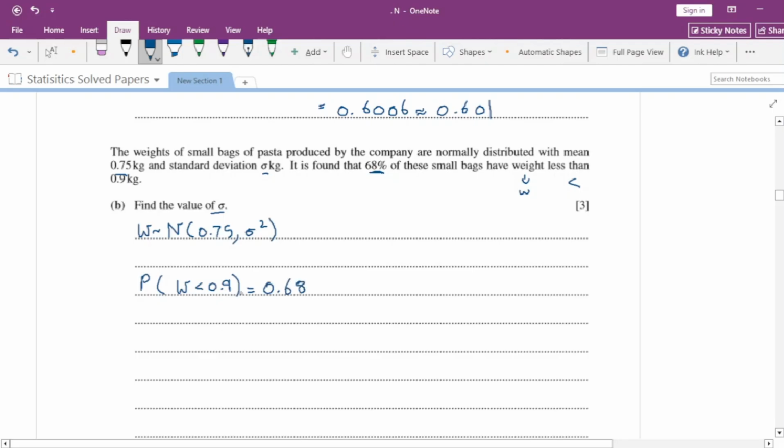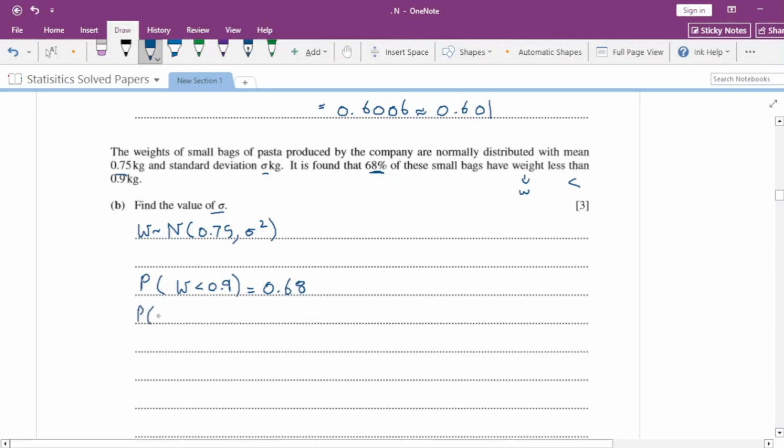Now in this question, we're going to basically apply the reverse process. Again, what do we do? We're first of all going to standardize. Always you're going to standardize first of all, because that's the only way you can access the Z distribution table. Otherwise, you can't really use it. So we're going to standardize it.